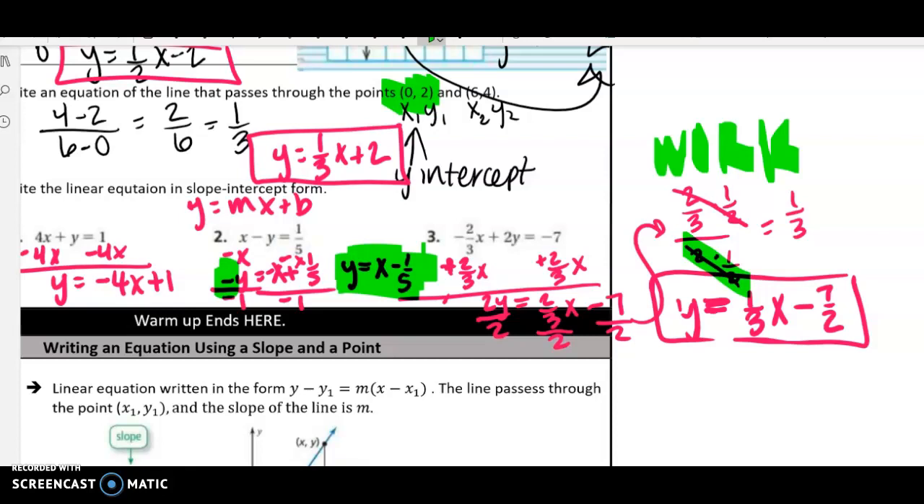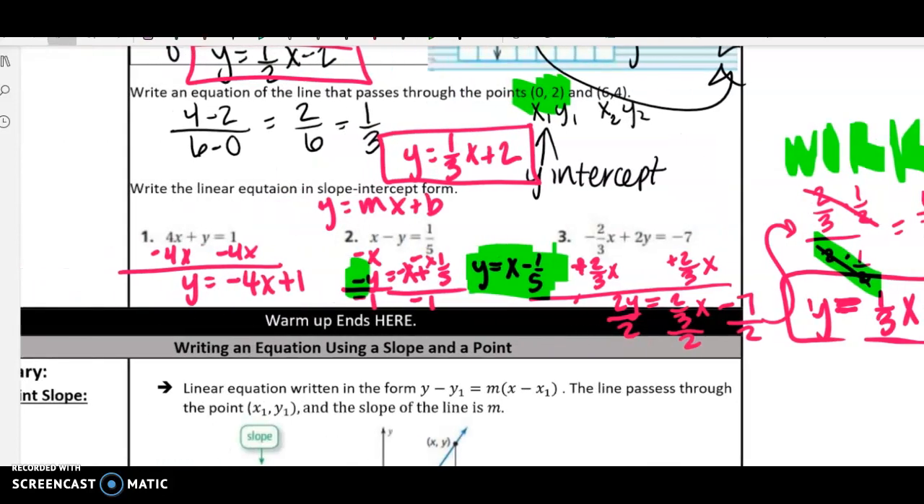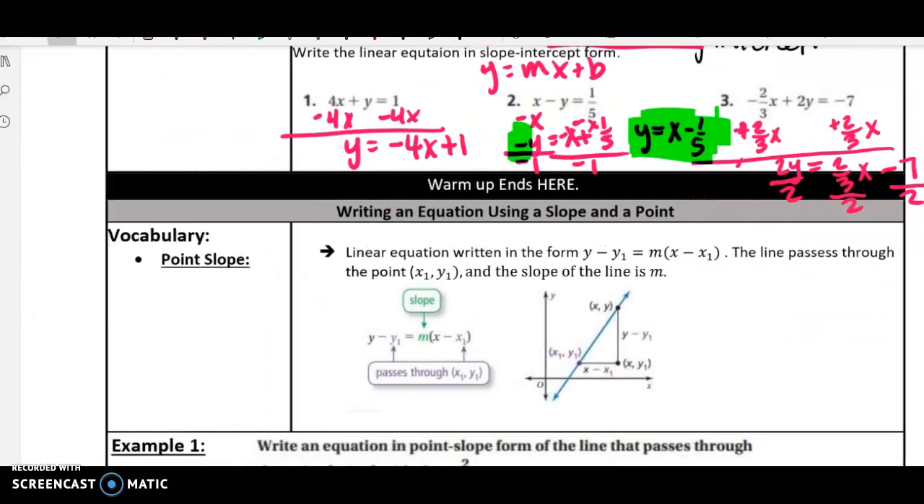You can change that if you want. You do not have to. You can keep it as a fraction. We don't mind fractions in this topic.